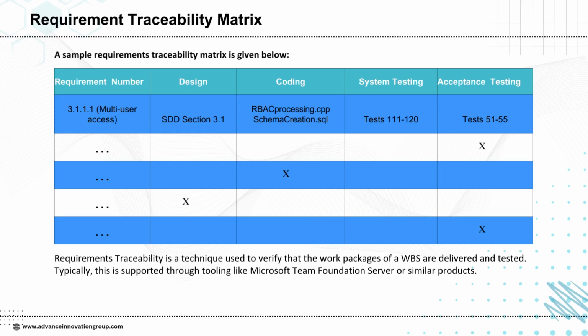throughout the development process. It links each requirement with design, coding, system testing, and acceptance testing so we can verify that nothing is missed. This helps us track whether every requirement mentioned in the scope is delivered, tested, and validated. In simple terms, the RTM acts as a checklist to make sure that requirements are aligned with the final deliverables.